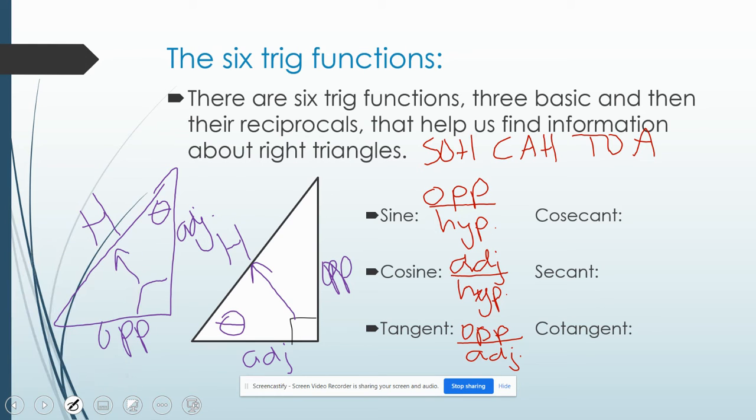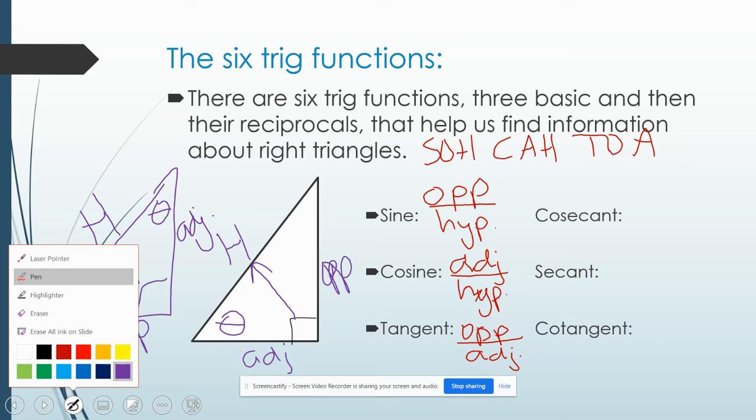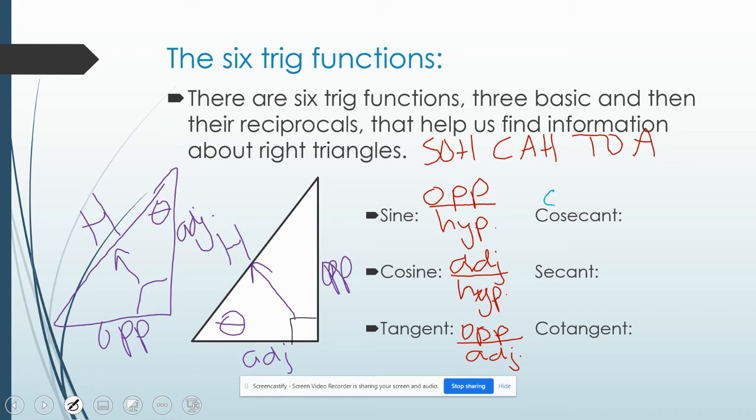Now for our new ones, we have cosecant. Cosecant is abbreviated CSC. It is the exact opposite of sine. And when we're talking about opposites, like opposite operations or reciprocals, that's exactly what we're doing here. We're taking the opposite over hypotenuse and flipping it upside down. So it is the hypotenuse over the opposite.